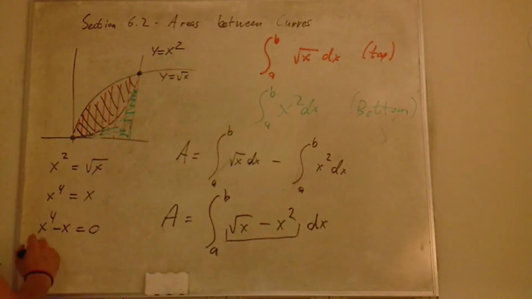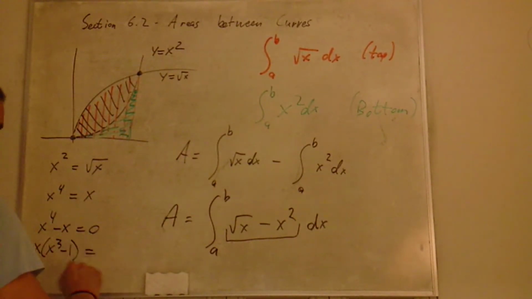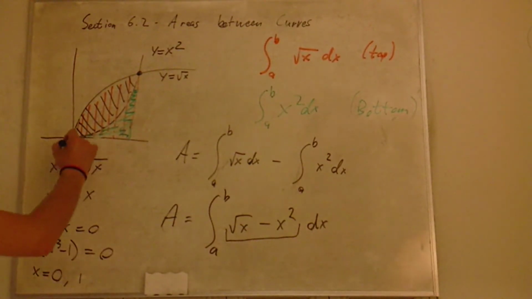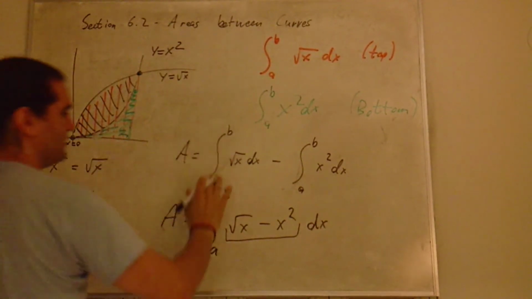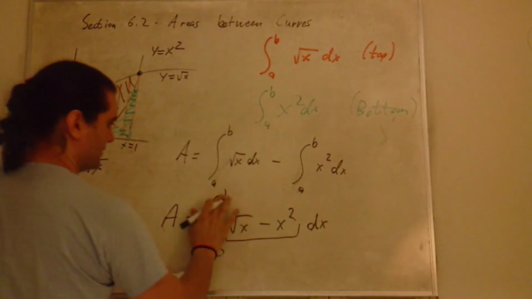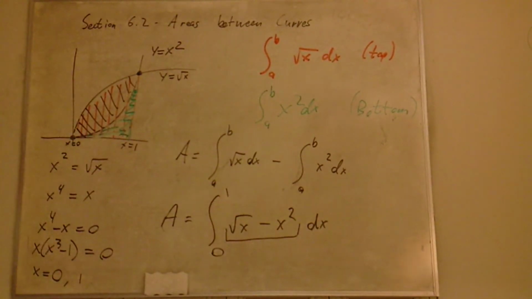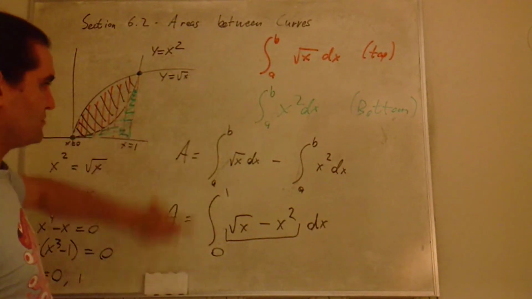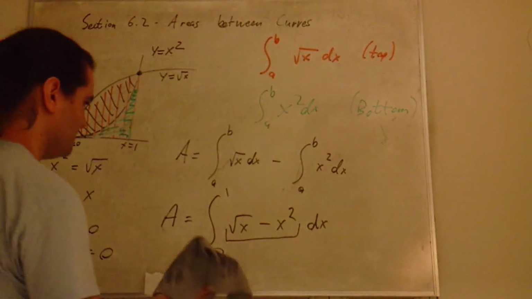We get x to the fourth minus x equals 0. And this is a polynomial we can factor. It factors into x times (x cubed minus 1). And so our zeros are 0 and 1. So this point is x equals 0. That's our A. This point is x equals 1. That's our B. So we now have all of the tools that we need to find the area between these two functions. I'm going to erase most of this and start over at the top with lots of room. Sorry.